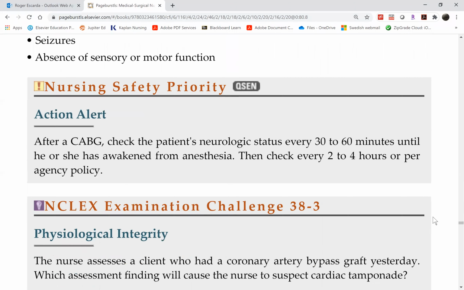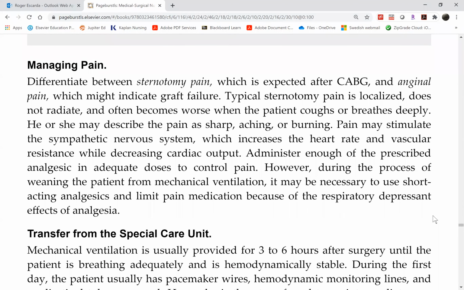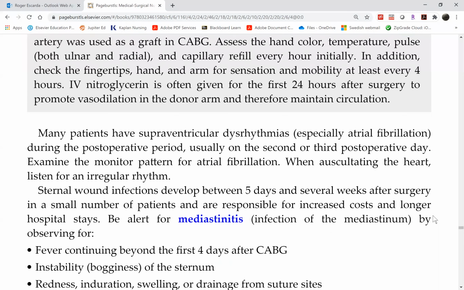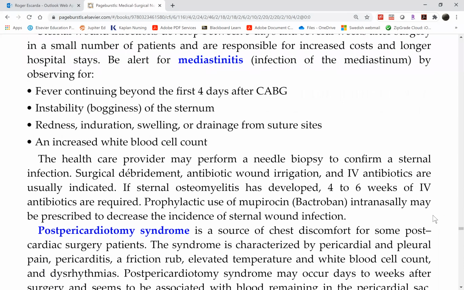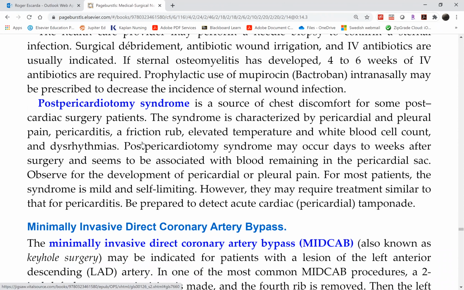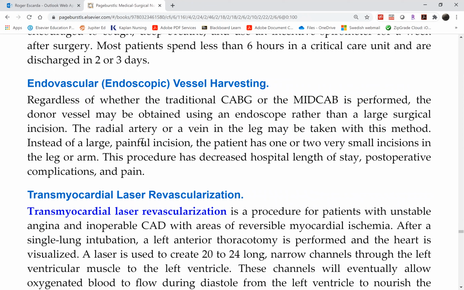Okay, we're almost done. You can skip all these here. I have no questions on these parts. Nope. And post-pericardiotomy syndrome, we talked about this in pericarditis in chapter 35. I have no question on MIDCAB. This is just nice to know.